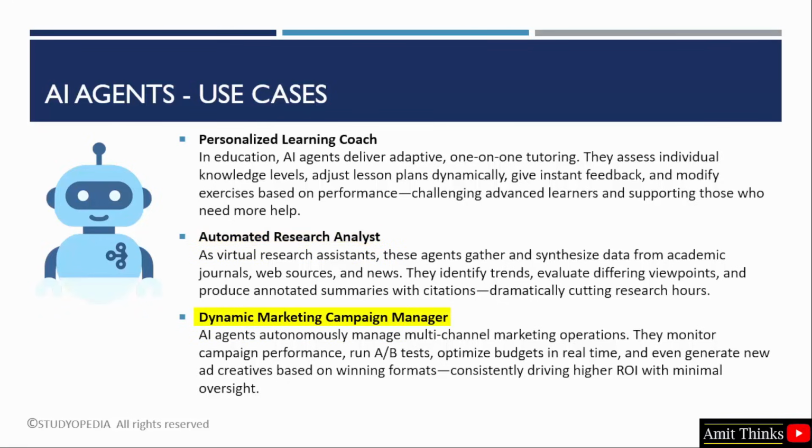Next is dynamic marketing campaign manager. In marketing, AI agents autonomously oversee multi-channel campaigns. They track performance metrics, optimize budgets in real time, and even design fresh ad creatives based on proven formats. This continuous optimization drives higher ROI while minimizing the need for manual oversight, making campaigns more efficient and impactful.